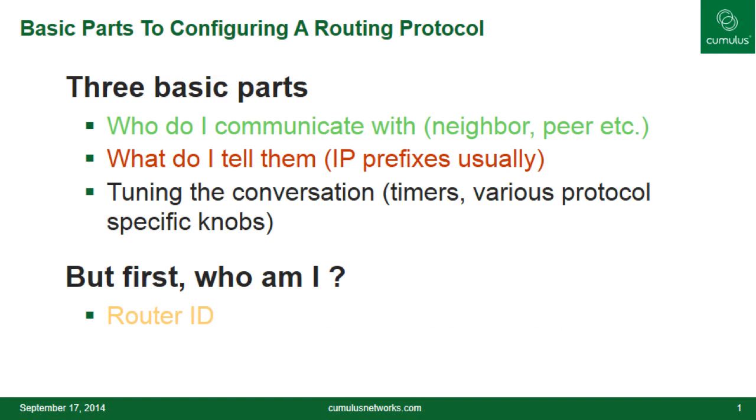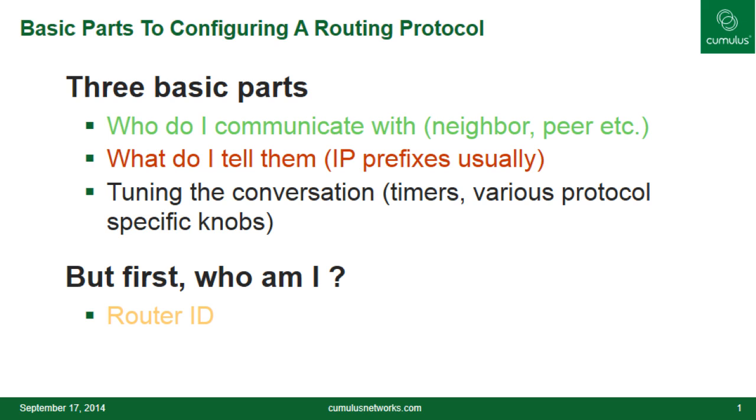So with that, I want to quickly highlight a few points. What are the basic parts to configuring a routing protocol? There are actually just 3 basic parts. When you look at a routing configuration, there isn't a lot of complexity. There are some fairly simple things in a routing protocol. The 3 basic parts are: who do I communicate with? And what do I tell them? And then there is the fine tuning of the conversation, which is various protocol specific knobs and timers, so I can speak a little faster, I can speak a little slower. I'm sure many of you have been told many times that you need to speak a little slower. But in any case, first and most importantly, who am I?